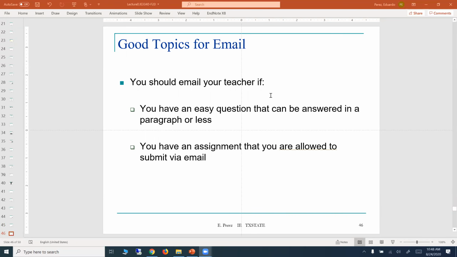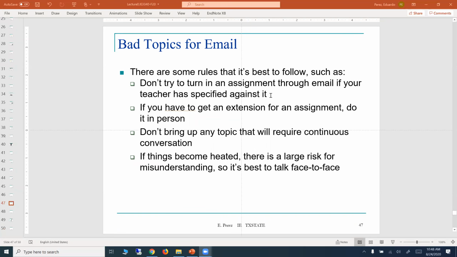Good topics for emails: email your teacher if you have an easy question that can be answered in a paragraph or less, or if you have an assignment you are allowed to submit via email. If there's anything that you think can create some type of misunderstanding, like if you send me an email and I might not understand what you're trying to say, it's better just to schedule a meeting and we can discuss that face-to-face via Zoom.